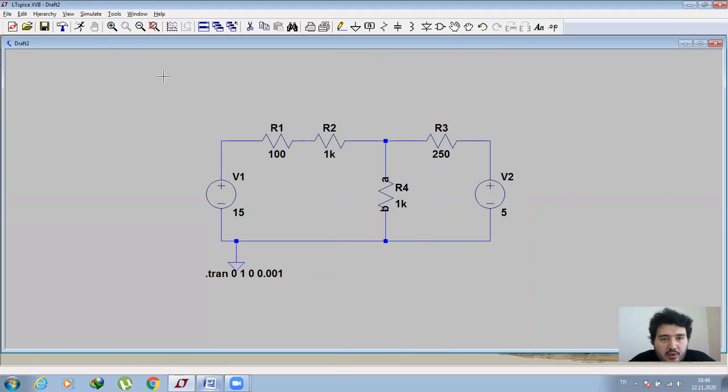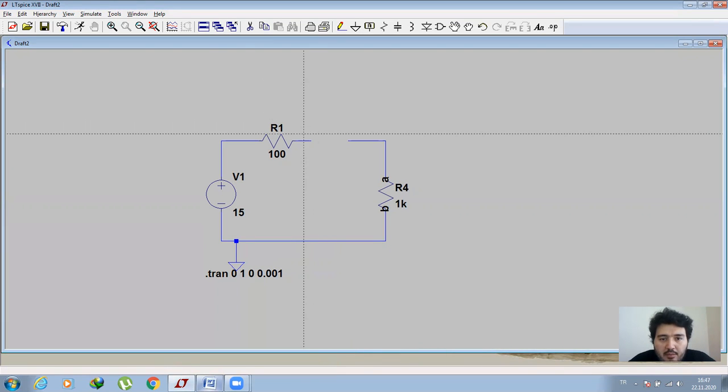So in the Thevenin circuit, there is one voltage source, there is a Thevenin resistance here, and there is one load here. So I am deleting these ones, this one. Okay, I am completing my circuit.